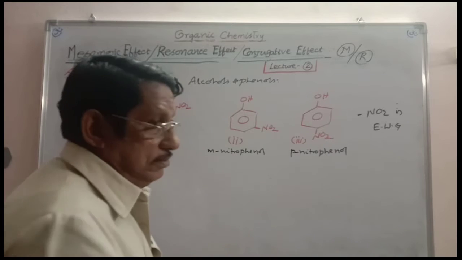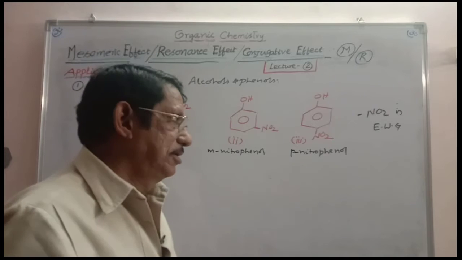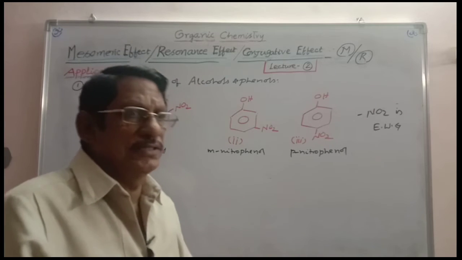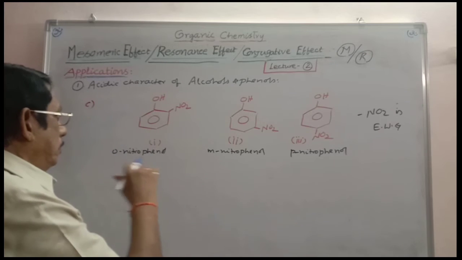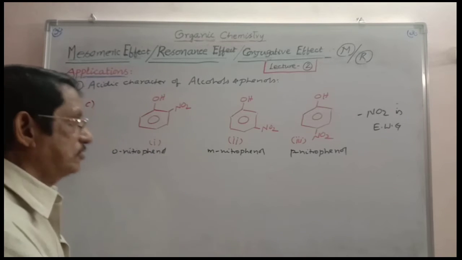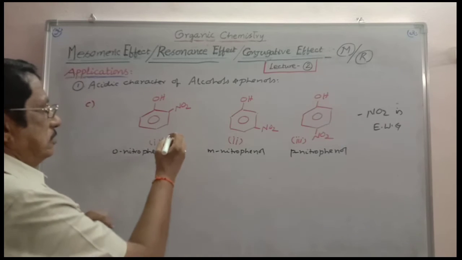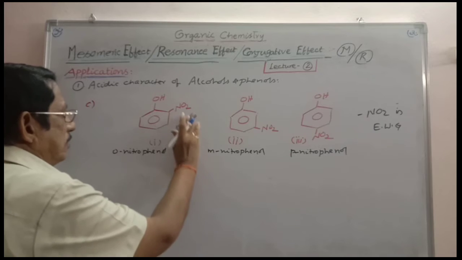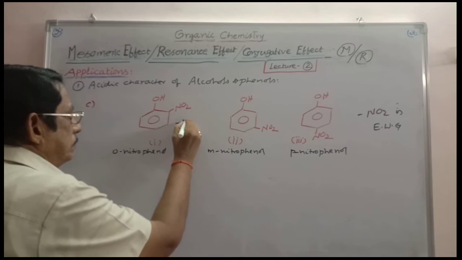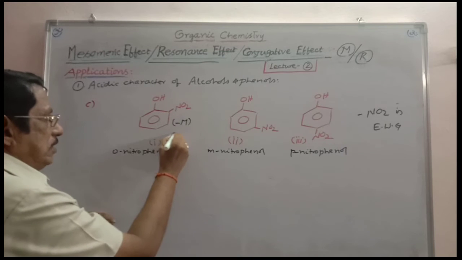But out of these three, which is more acidic? Which is least acidic? That is the main point here. You have to arrange them in the increasing order or decreasing order. Here, let us consider the effects. Nitro group is attached to sp2 carbon. It is having a minus mesomeric effect. Also, it is exerting minus inductive effect.